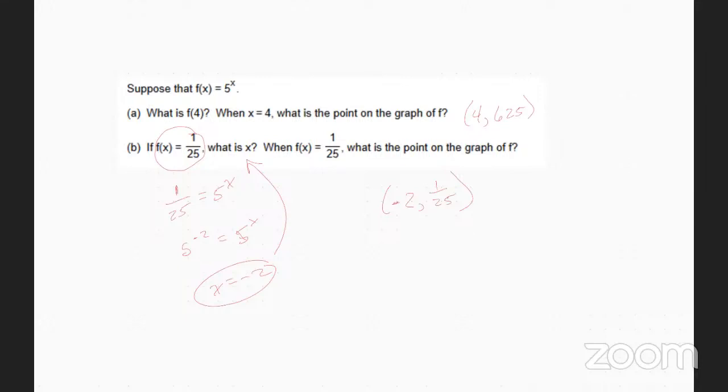So if you look at the graph, it goes like that. So this is 4 comma 625. That'd be way up high, 625. And this is negative 2 comma 1 over 25, which is close to 0. That's what they're trying to get at.